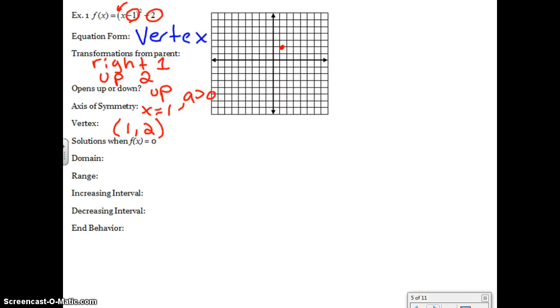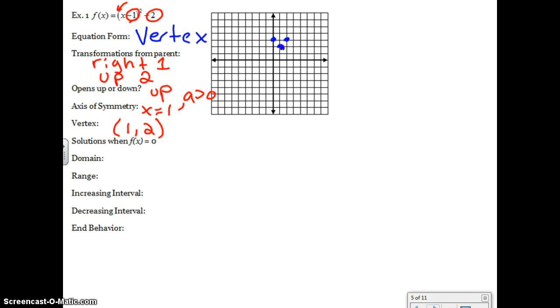I've only moved my shape right and up. I have not stretched it and I have not reflected it. So if I have not done either of those things, when I come over to graph it, I can use the same pattern that I used to graph my original parent function. I can go 1 over, 1 to the right and 1 up. I can go 1 to the left and 1 up.